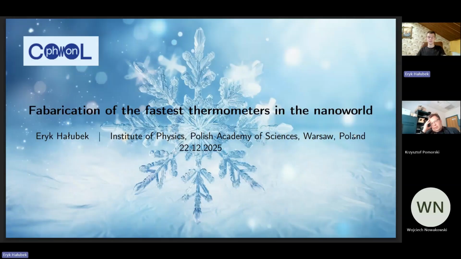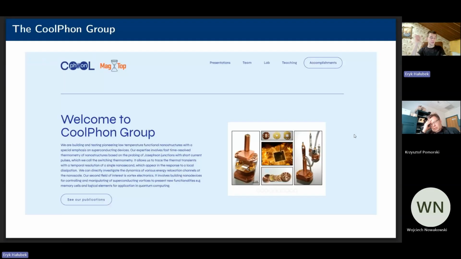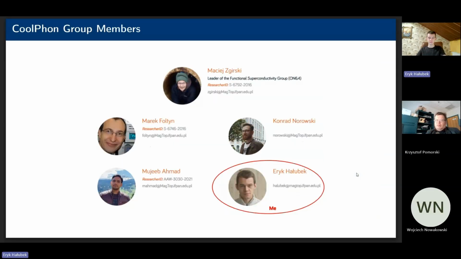nanostructures, the fastest nanothermometers that are currently known, in the CoolPhone group, which is a scientific group in the Institute of Physics in Warsaw of the Polish Academy of Science, where we are mostly focused on these nanothermometers, but also some other nano devices. And in our group, there are 5 people, including me.